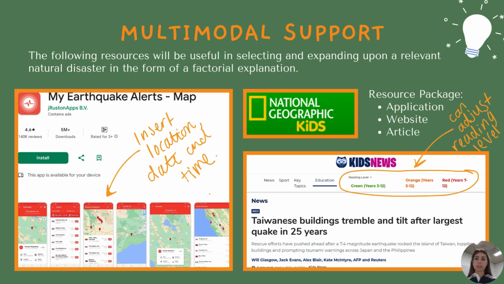The other resource is How Do Earthquakes Occur via the National Geographic Kids website, where students can explore a brief step-by-step explanation of how earthquakes can occur with supporting images and diagrams to foster their understanding. Lastly, students can view an article called Taiwanese Buildings Tremble and Tilt After the Largest Quake in 25 Years. It is a 3-minute read article about the latest earthquake in Taiwan. The article contains labeled maps and diagrams, as well as news videos to support the visual and written component of the article. These resources will be useful in selecting and expanding upon a natural disaster other than cyclones.